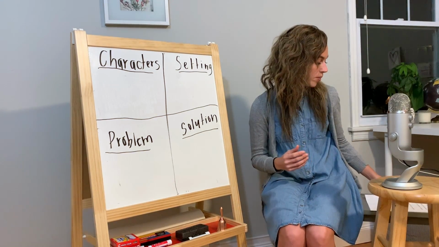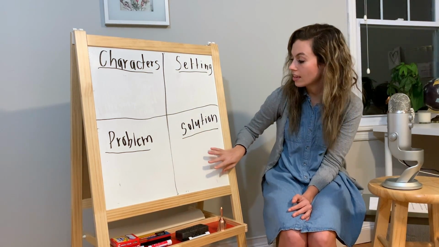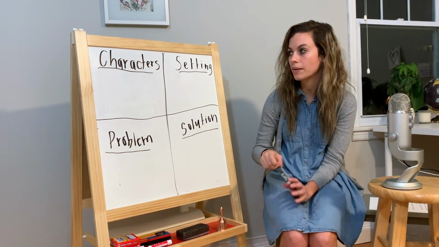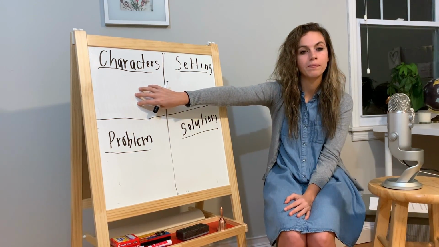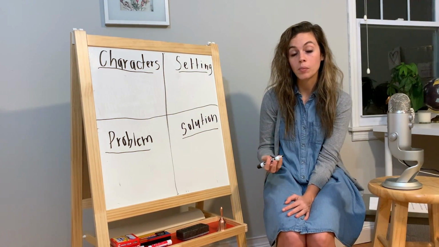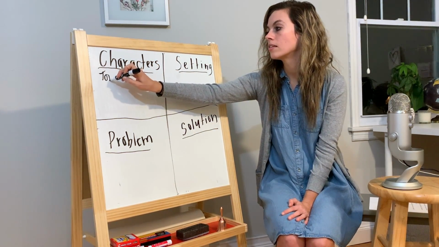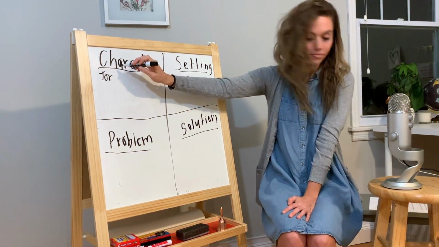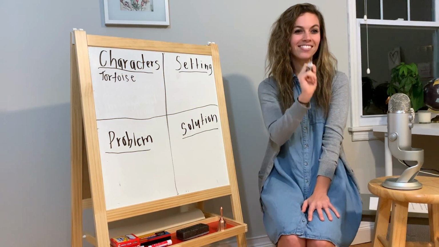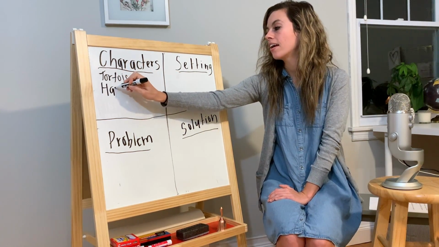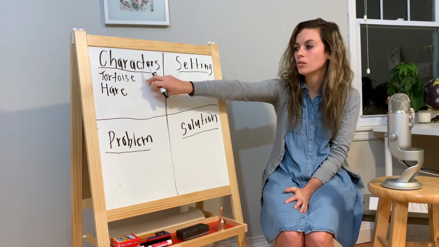Okay, boys and girls, I would like you to think about who are the characters, where is the setting, what is the problem, and what is the solution to the story. Okay, so who do we think the characters are in this story? Remember that characters can sometimes be animals. Yeah, the tortoise. Were there any other characters? The hare. Very good. Were there any others? No, I think those were our two main characters.